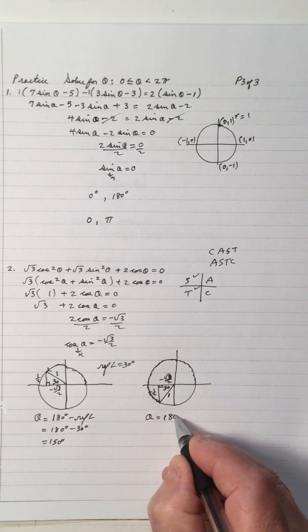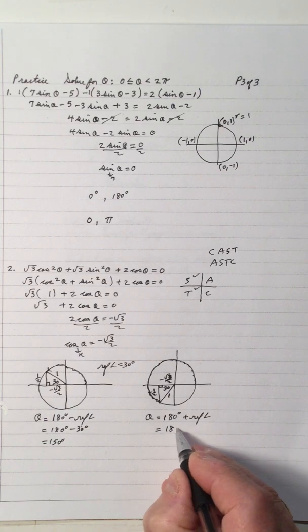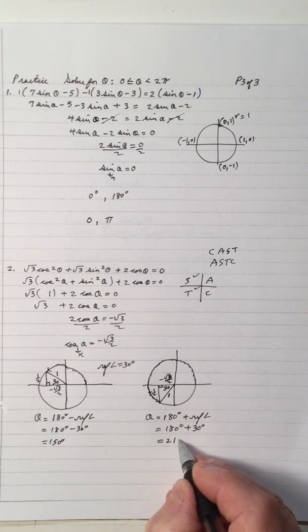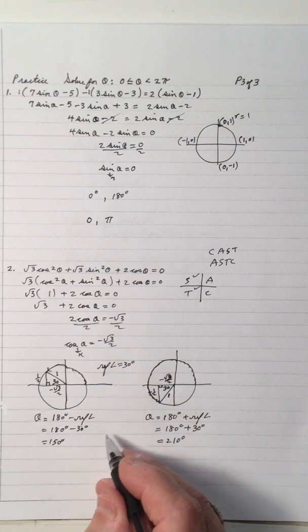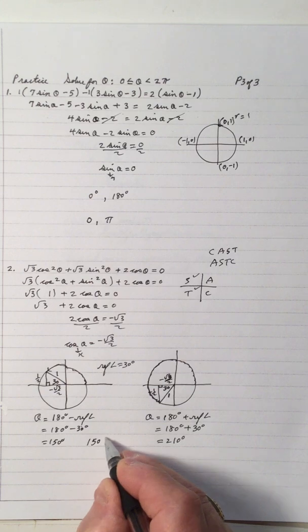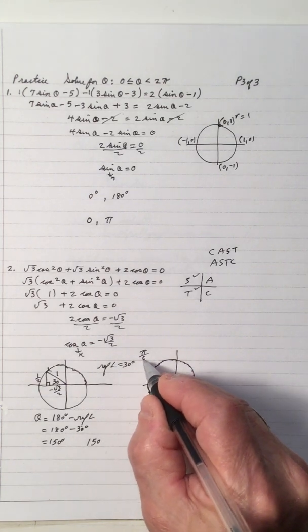Theta, this is the third quadrant, that's 180, add on the reference angle, so it's 180 plus the reference angle in the third quadrant. 180 plus 30, 210. And the other one is 150 degrees.